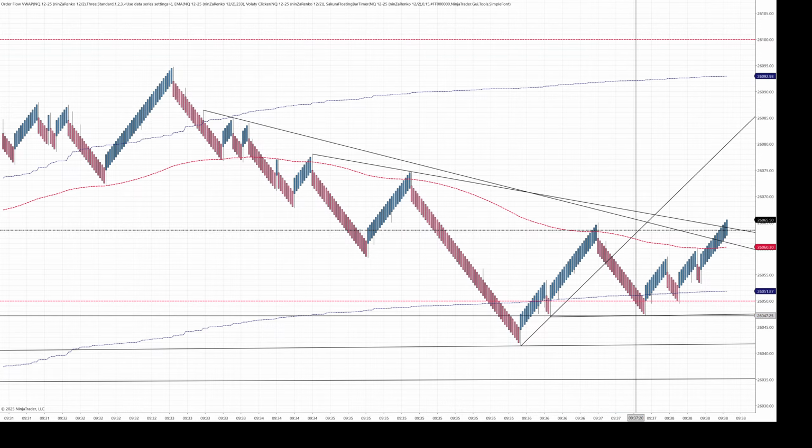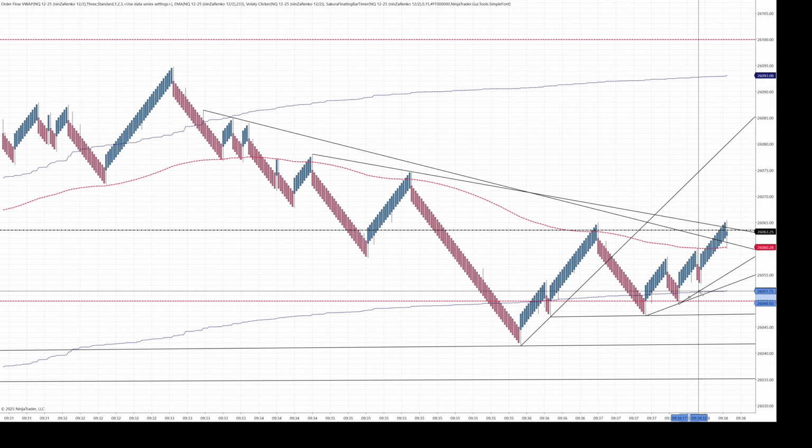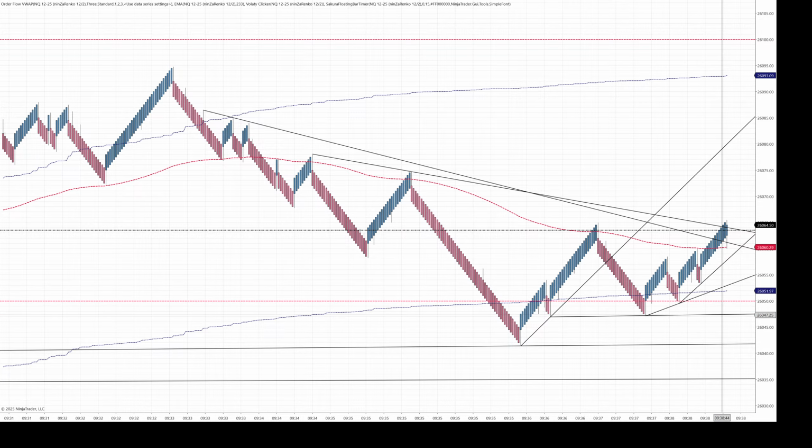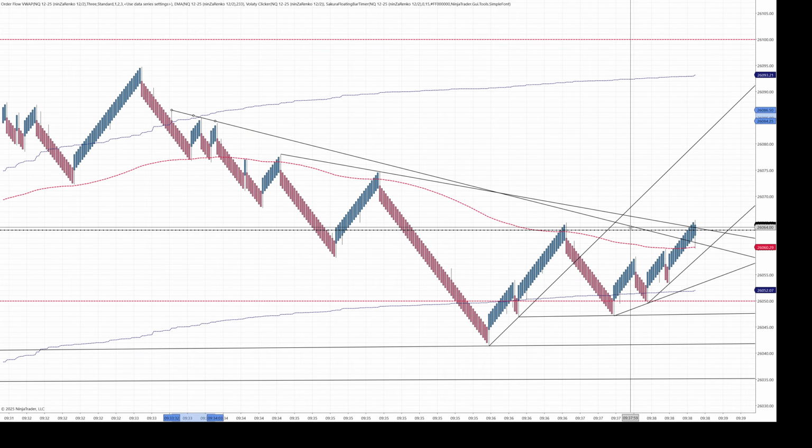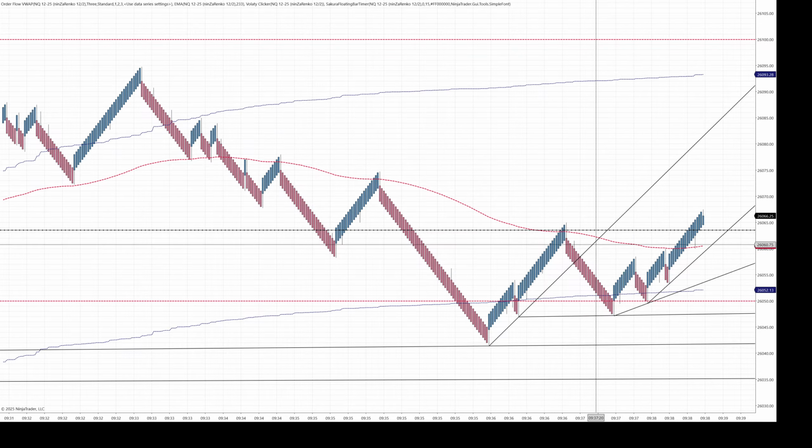Gonna update some trend lines here. We have quite a few of them. We're gonna delete these lines here because we've gone through them.